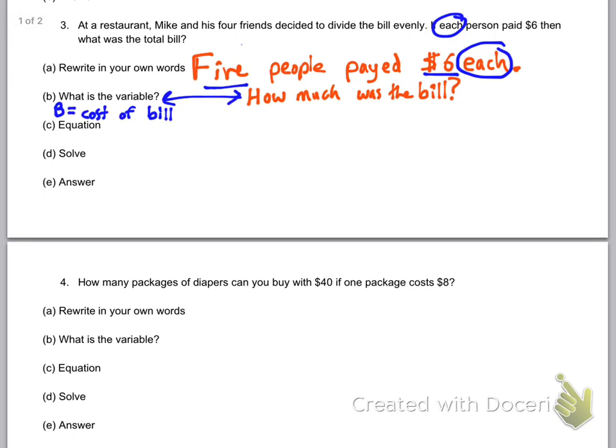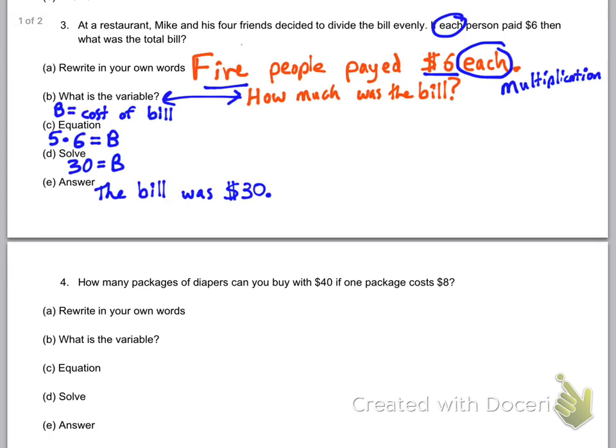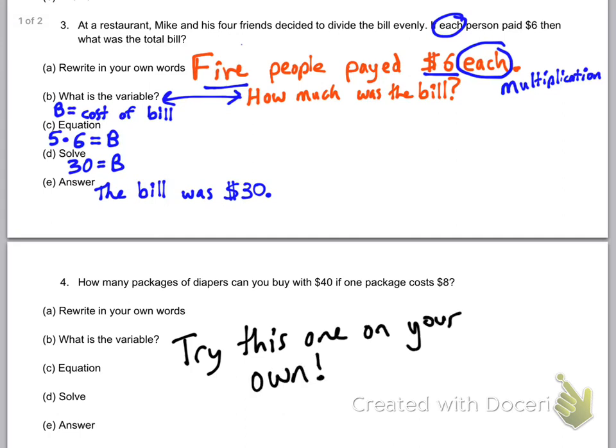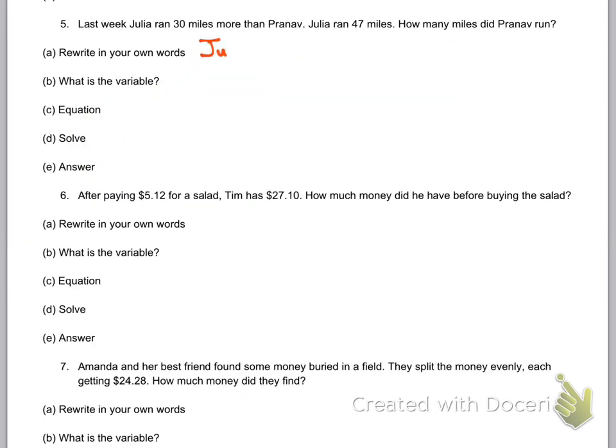So for me, B is the bill, and the equation, like I said, we're going to use multiplication because of the word each. So 5 times 6 equals B. To solve it, you just multiply 5 times 6, and so 30 is the cost of the bill. So you can do a really short sentence, just say the bill was $30. Go ahead and try this one now, and pause the video to finish it, and then I'll show you guys how to do the next one.